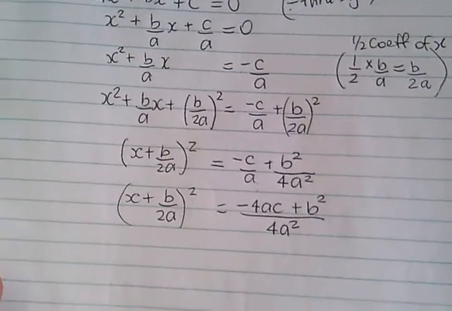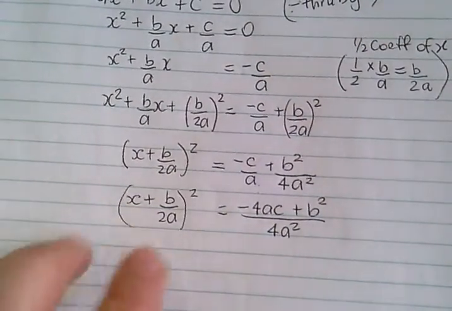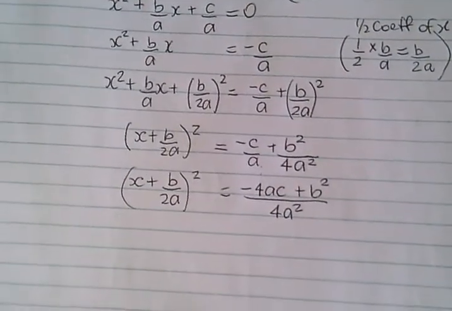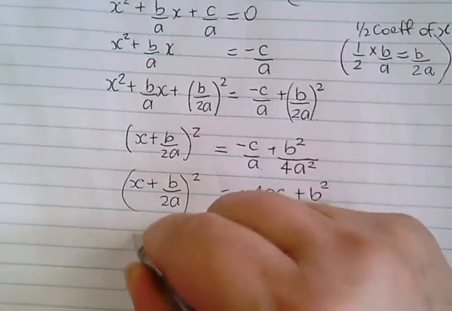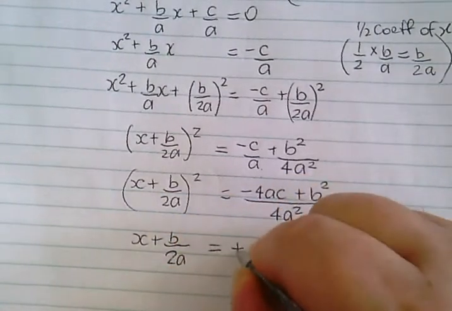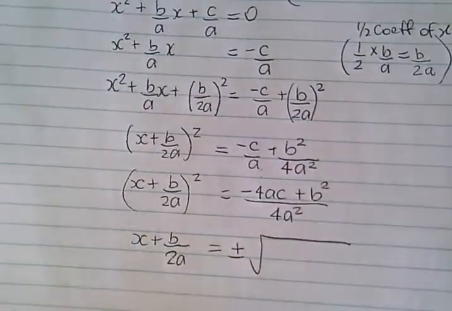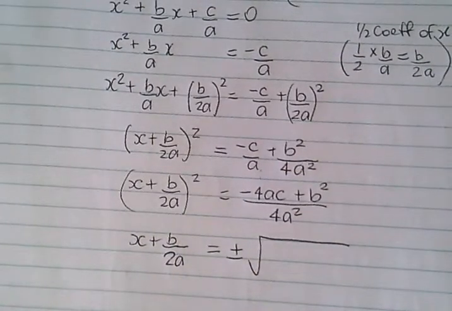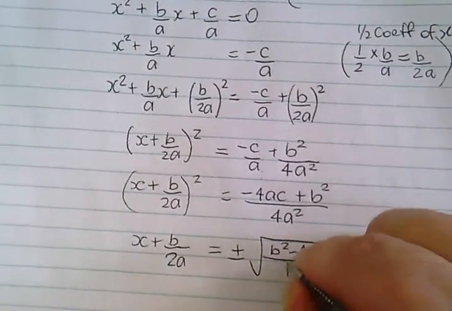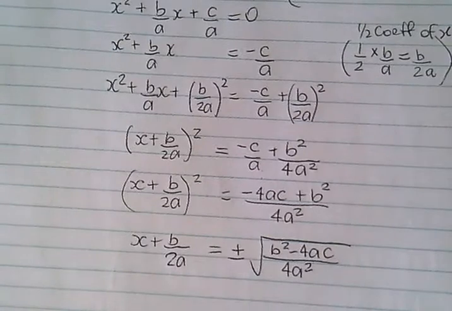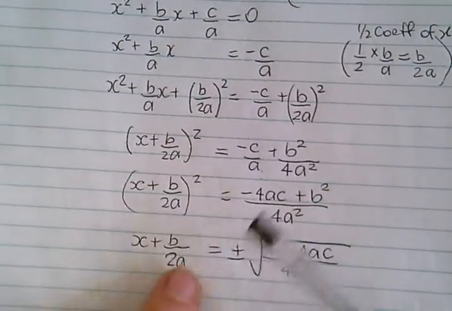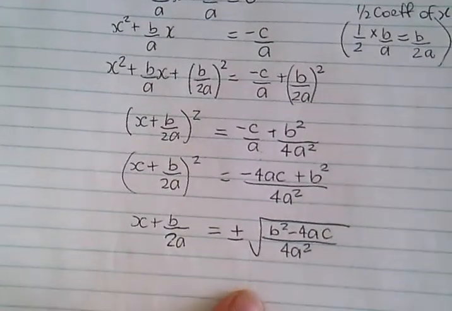Can you see? And so now if I've got something squared equals this, what's my next step? Isn't it to square root? So x plus b on 2a equals plus or minus the square root of all of this. Now I'm going to write the minus 4ac plus b squared backwards: b squared minus 4ac over 4a squared. Are we okay? The left-hand side squared is that, so the left-hand side is plus or minus the square root of the right-hand side.